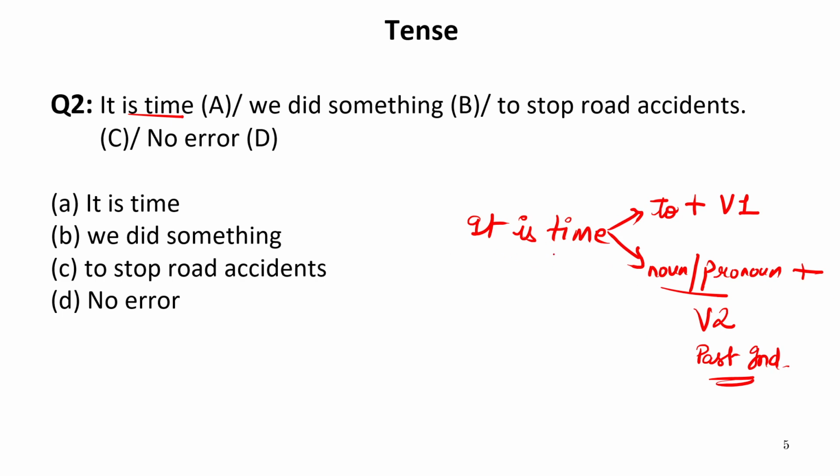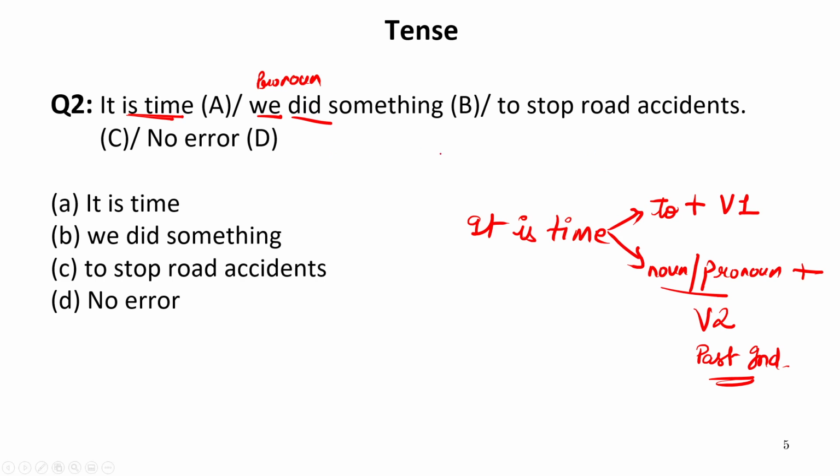It means it is time plus noun, it is time plus pronoun plus verb second form. So this will be the structure of the sentence. Now in this sentence it is given, it is time, we is a pronoun. So after it we should have verb second form, which is already given, that is did. So we did something to stop road accidents.